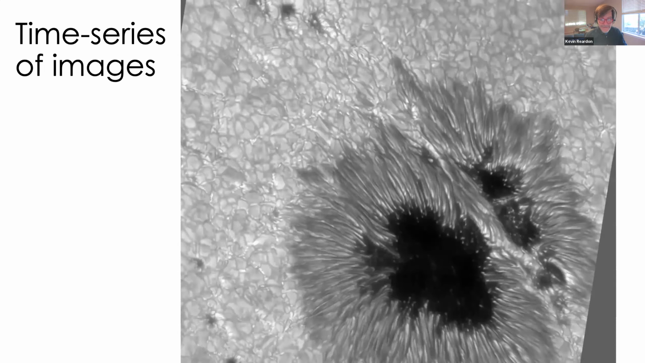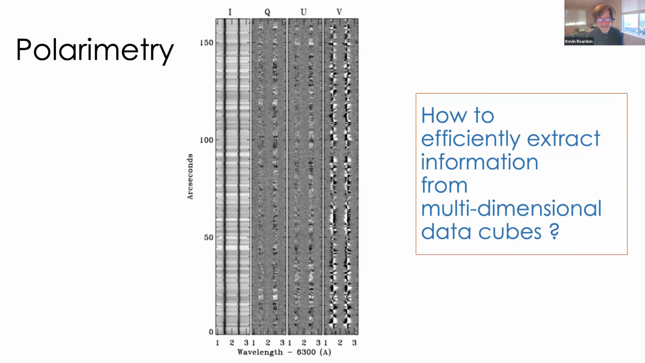And then, the final dimension we have to deal with, I won't be talking about, but just to mention it is of course polarimetry. So we can get magnetic field information out by measuring different polarization states. So the big question is, how do we deal with all this data? There's a lot of things going on at different spatial scales, spatial structures. Things are evolving. So how do we efficiently extract information from these big multidimensional data cubes.